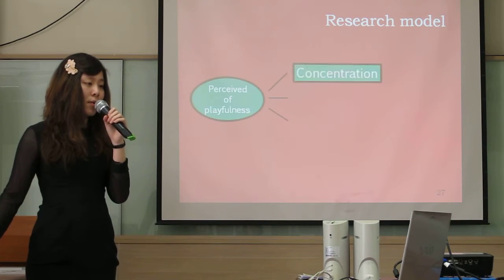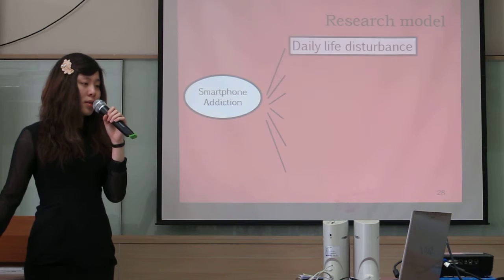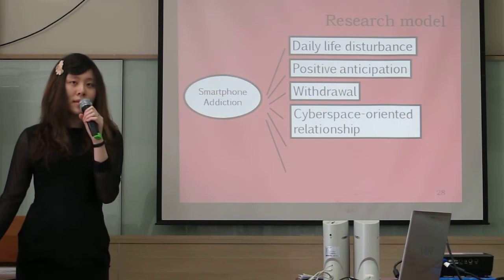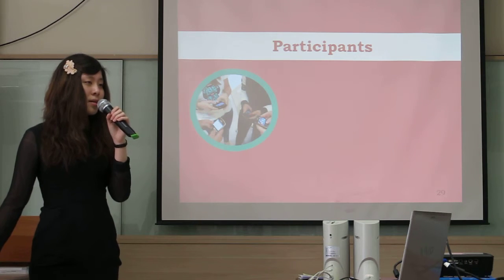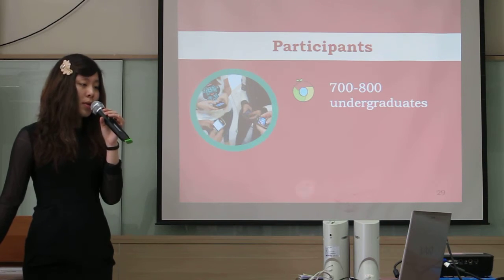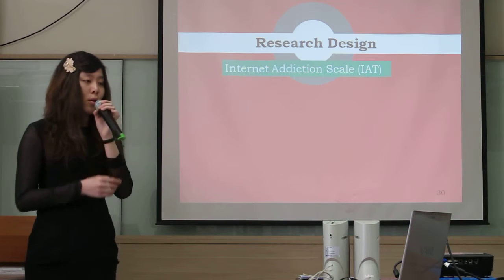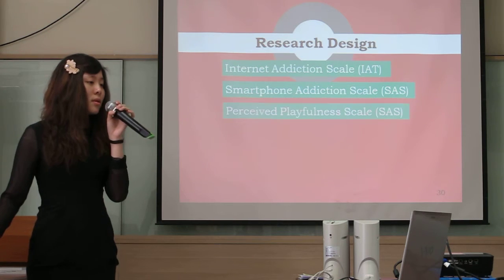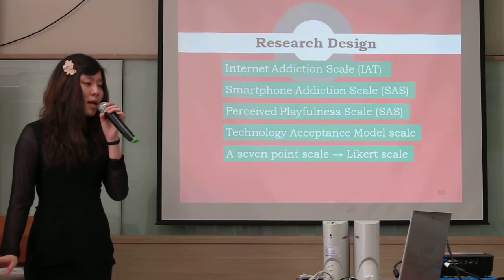Perceived playfulness has 3 dimensions: concentration, curiosity, enjoyment. And smartphone addiction includes daily life disturbance, positive anticipation, withdrawal, cyberspace-oriented relationship, overuse, and tolerance. Participants. This study is going to collect 700 to 800 undergraduates and will use purposive sampling. Research design. This study is going to adopt internet addiction scales, smartphone addiction scale, perceived playfulness scale, and technology acceptance model scale, and use 7 Likert scale.